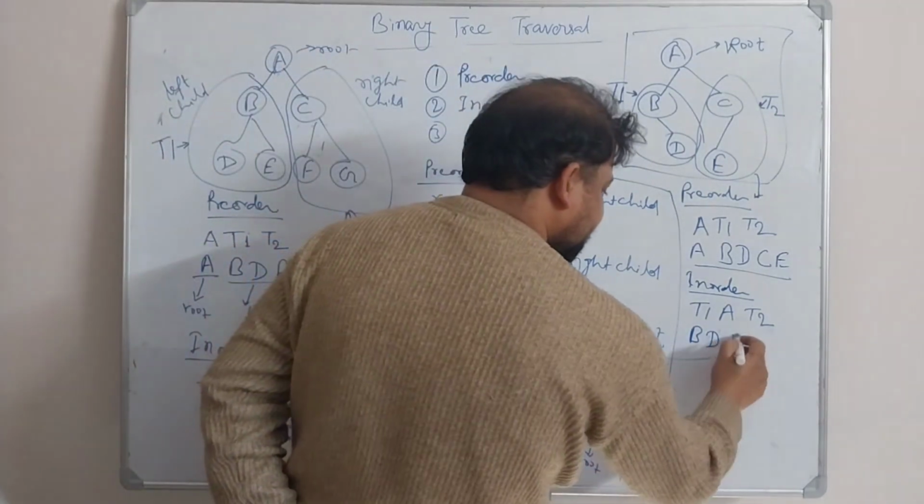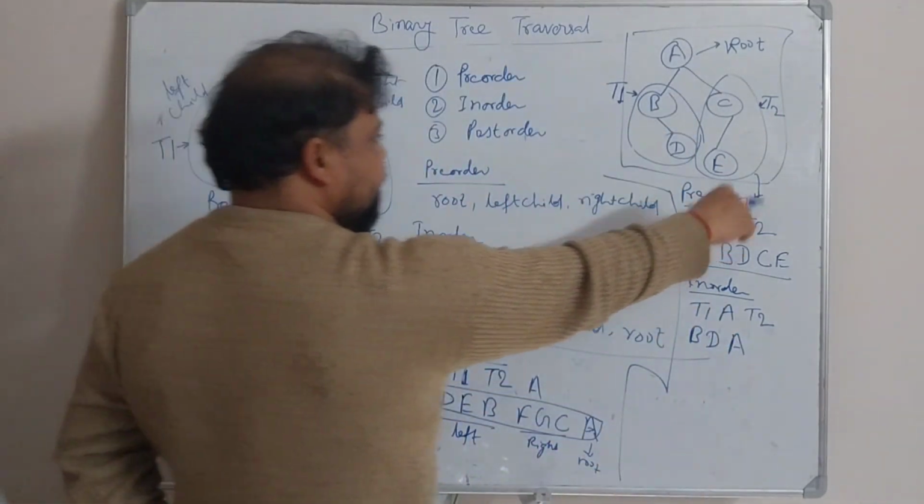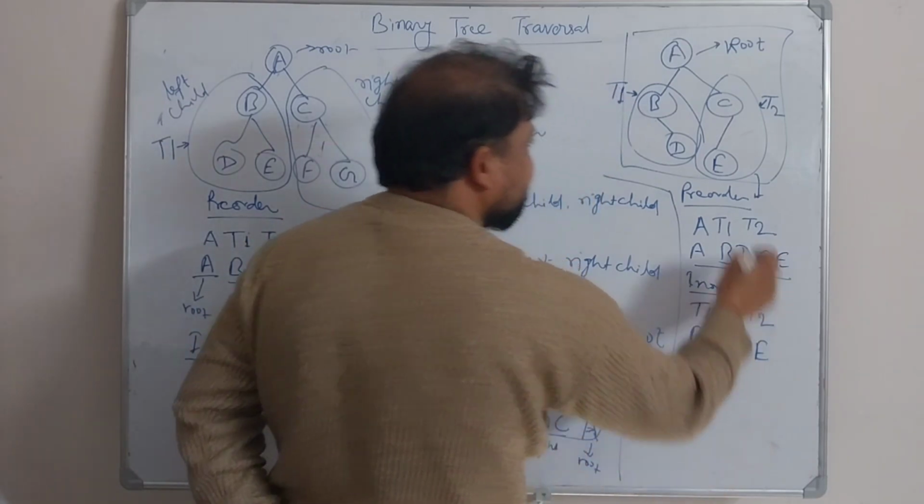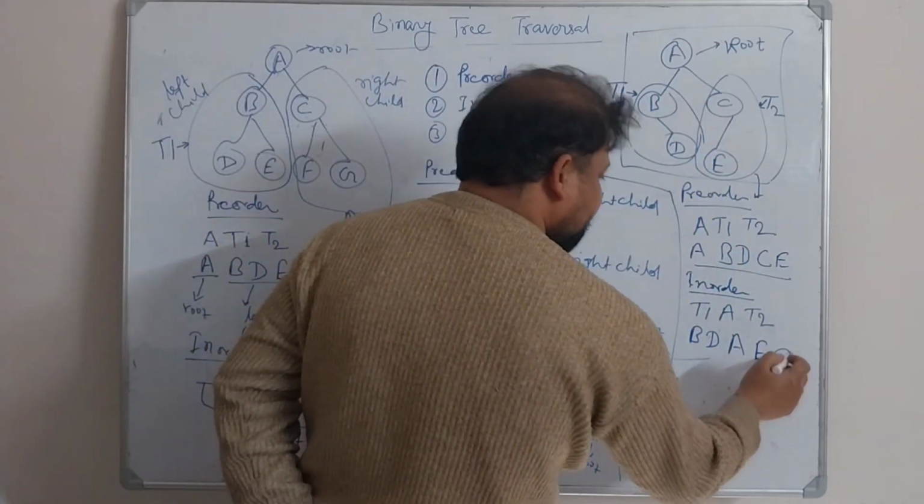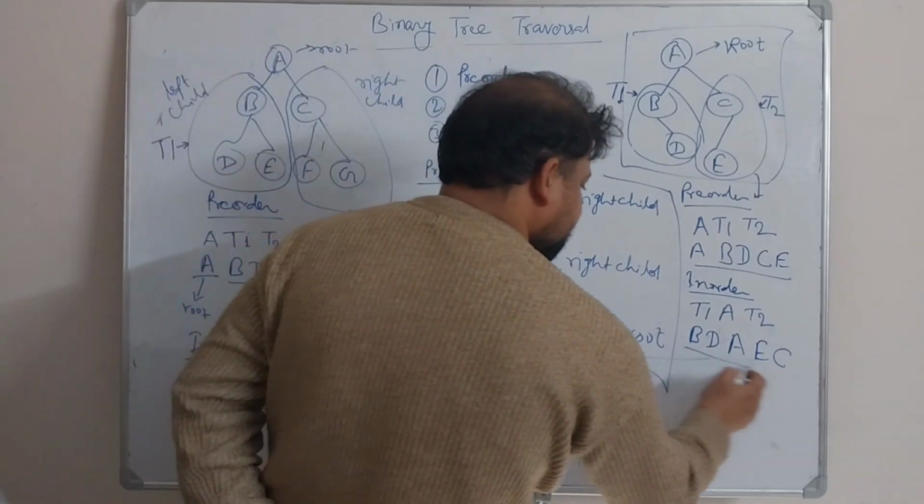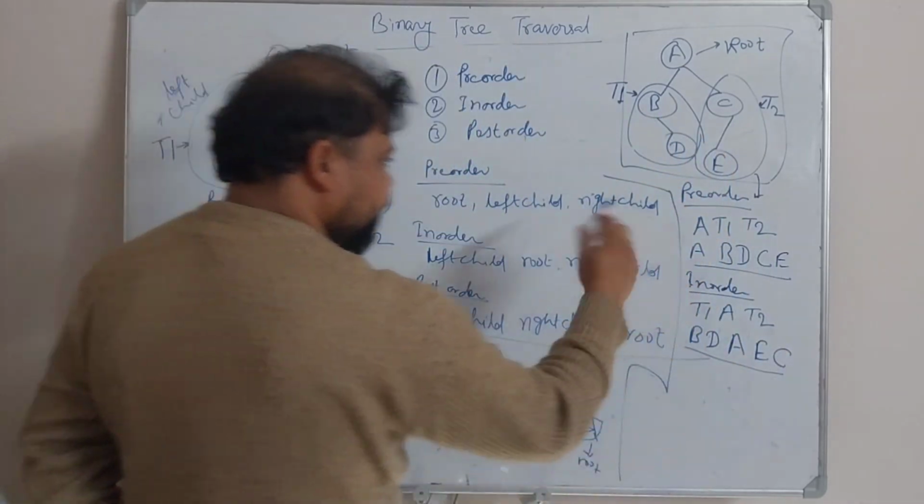And then A. And for T2, once again it will follow the left child. So left is E, and then C. The right child is null, so leave that. That is the in-order. So this is your in-order sequence of this tree.